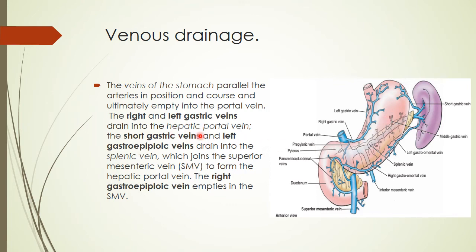Right and left gastric veins drain directly into the hepatic portal vein, while short gastric veins and the left gastroepiploic vein drain into the splenic vein, and the right gastroepiploic vein empties into the superior mesenteric vein. The superior mesenteric vein joins the splenic vein and forms the hepatic portal vein.